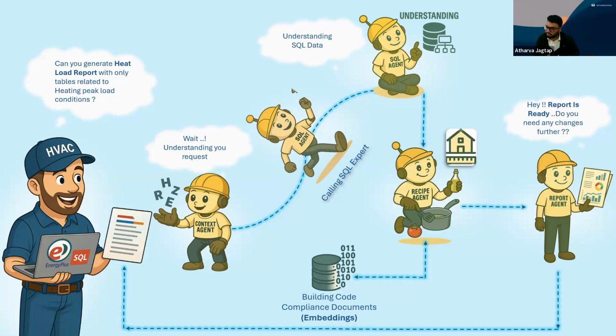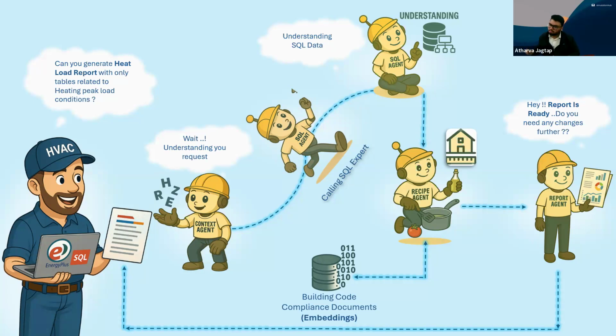So this is what a recipe agent does. It builds a formula, it builds a recipe. So I need these ingredients, I need to cook this, I need to do that in our way. If we talk about our domain, I need these tables, I need these values, I need them in these units, everything. It'll prepare everything and send it to the report agent, who is actually generating the report.